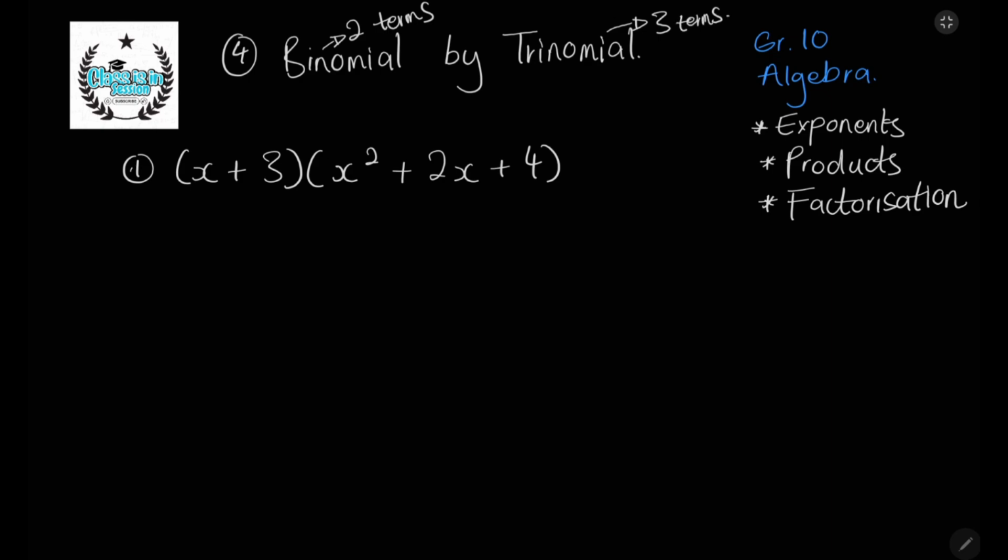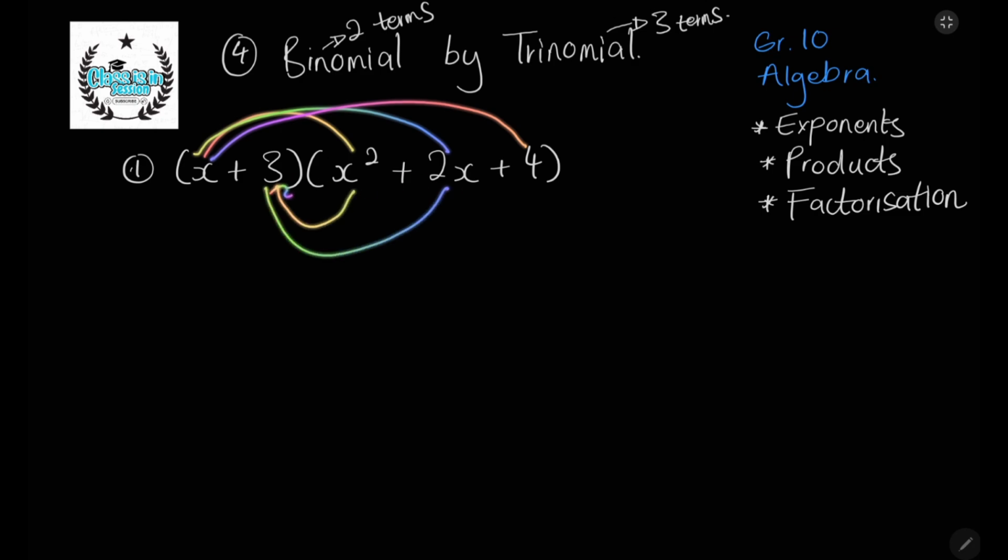So let's start with the standard expression. We have x plus 3 times x squared plus 2x plus 4. To solve this, we have to multiply the first term, which is x, by all three terms. So you have to multiply the first term by all three. x times x squared, then x times 2x, then x times 4. And then 3 times x squared, 3 times 2x, 3 times 4.